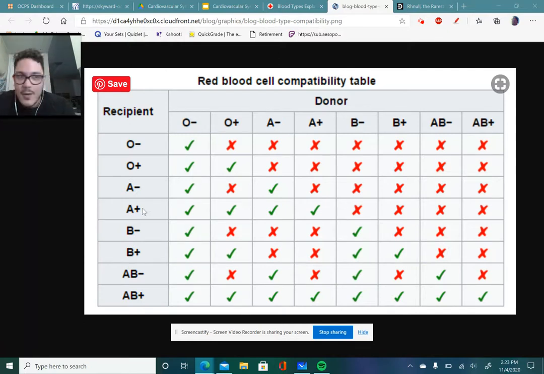As far as A positive is concerned, you can receive blood from, of course, other A positives. That makes sense, right? We see that.